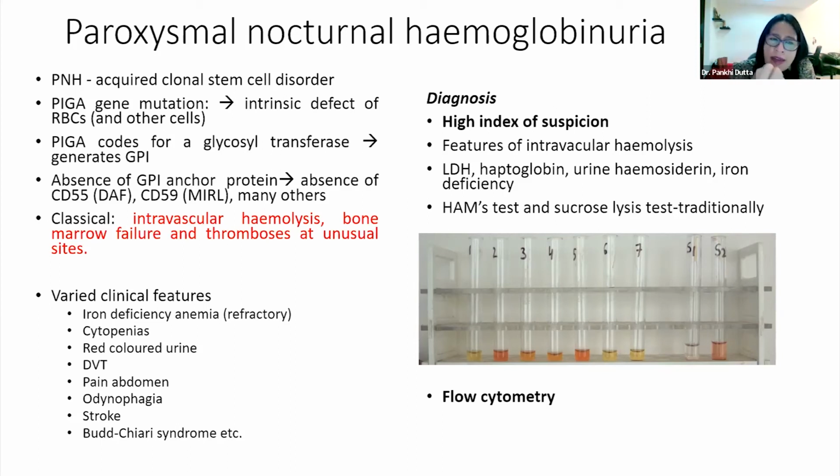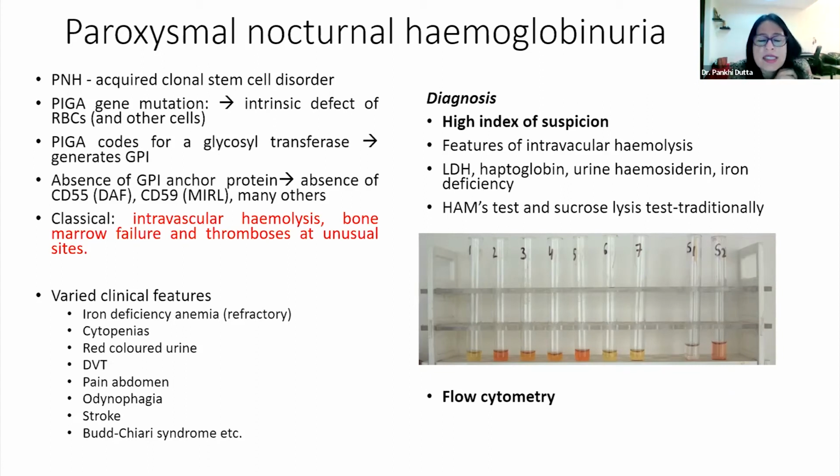So when the anchor is absent, there are more than 20 proteins which need this anchor protein. And if that is not there, many proteins are absent in blood cells, RBCs, WBCs, platelets, and lymphocytes. So classically, this is characterized by the presence of intravascular hemolysis, and can be associated with bone marrow failure. And peculiarly, these patients also have thrombosis at very unusual sites.